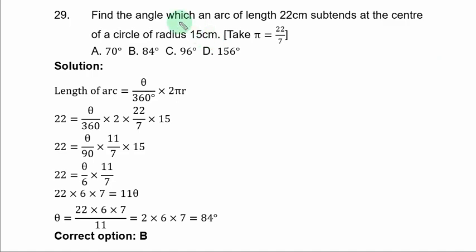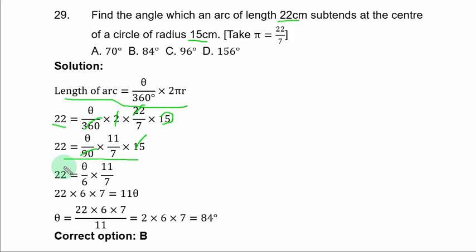Question 29. Find the angle which an arc of length 22 cm subtends at the center of a circle of radius 15 cm. So this is the length of arc formula. In this question, the length of the arc is 22 cm. You are asked to find the angle while radius is 15. If you reduce 2 with 360, you have 180. If you reduce 22 and 180 with 2, you have 11 over 90. So you have this expression. Again, you can reduce 15 with 90, and you have 6 there. That is theta over 6 times 11 over 7, and you have 22 equal to that expression.